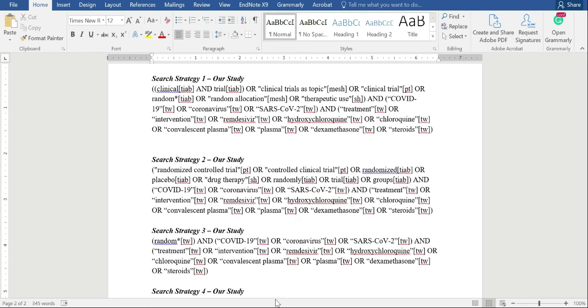Once we have established this search strategy, we will use the same strategy when it comes to other databases such as Embase, Web of Science, and other searches that we will do as well.